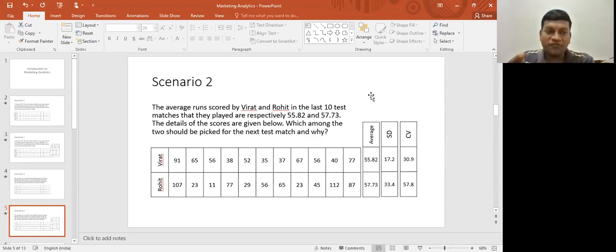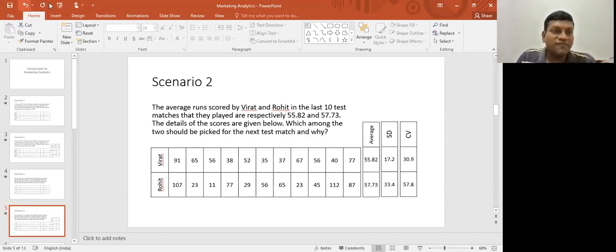But the singular measure for consistency in a data set is what is called the coefficient of variation. The smaller the coefficient of variation, the better it is when it comes to consistency. So if your standard deviation drops to a very small number, let's say instead of 17.2 it is 1.72, your coefficient of variation is also going to become 3.09. And if the standard deviation becomes 0, then of course there is no variation in the data.